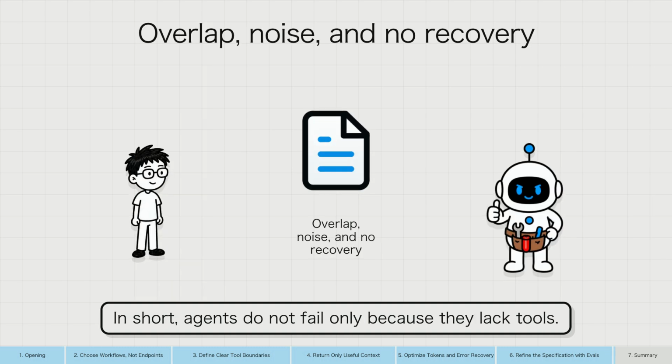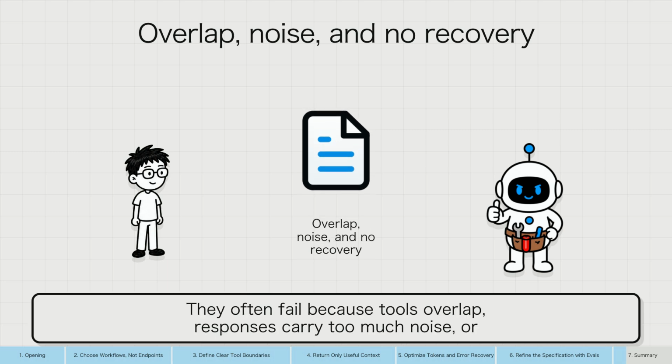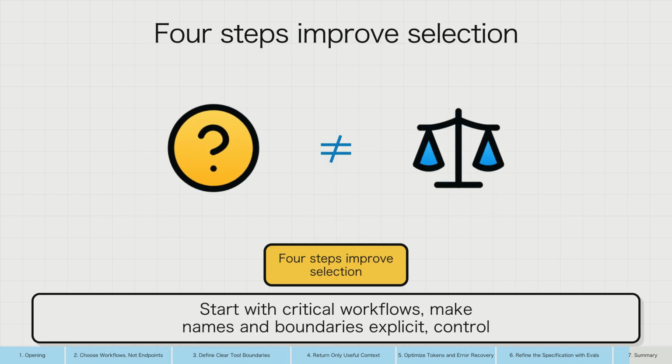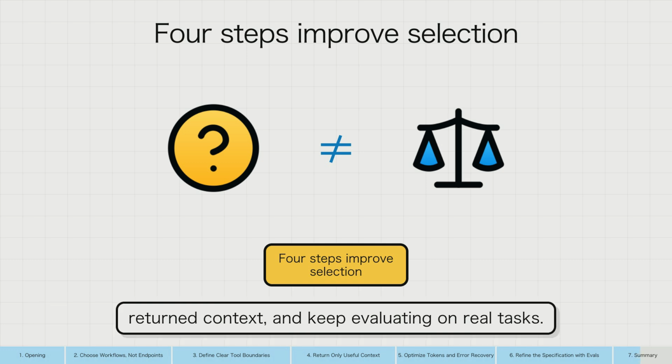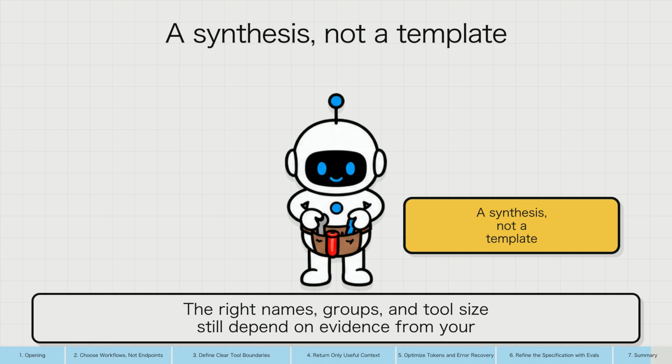In short, agents do not fail only because they lack tools. They often fail because tools overlap, responses carry too much noise, or errors offer no recovery path. Start with critical workflows, make names and boundaries explicit, control return context, and keep evaluating on real tasks. This checklist is a practical synthesis of Anthropic's article, not an official template. The right names, groups, and tool size still depend on evidence from your own tasks.